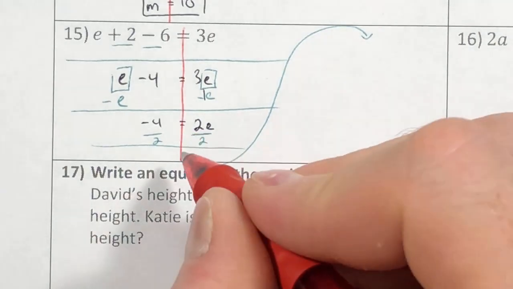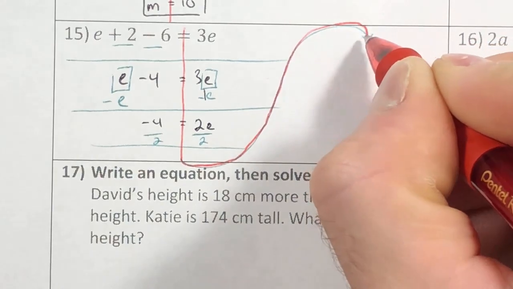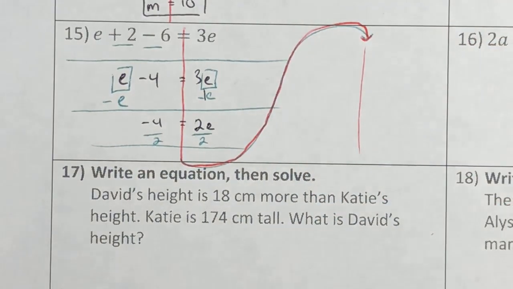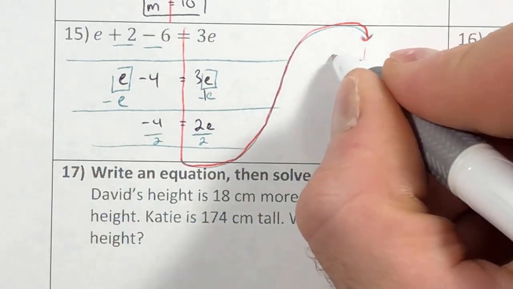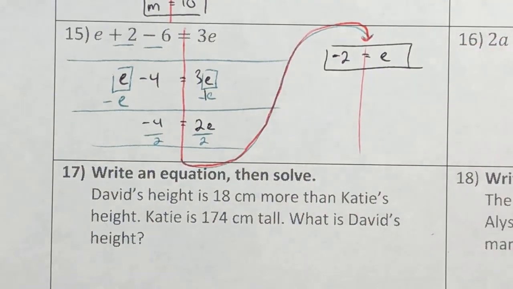Actually, I probably should have done that in red, because we know that this is our separating line. Okay, so that means that on the left-hand side, -4 divided by 2 is going to give me a -2. And over here, I'm left with just my e at that point. Perfect. So I have -2 is equal to e.